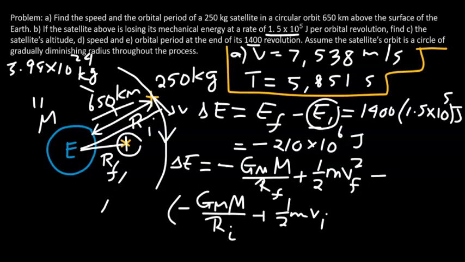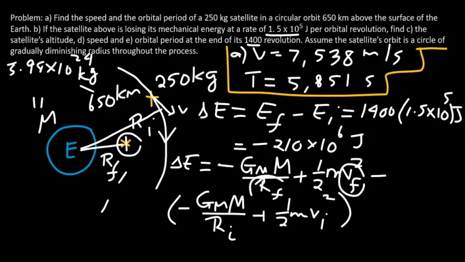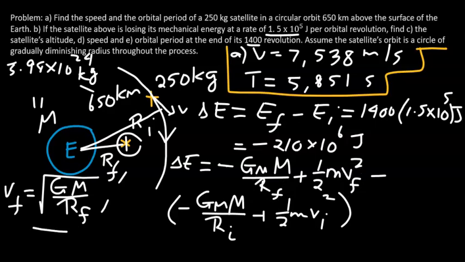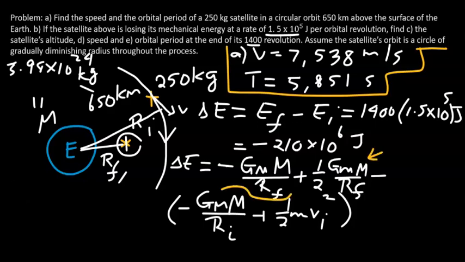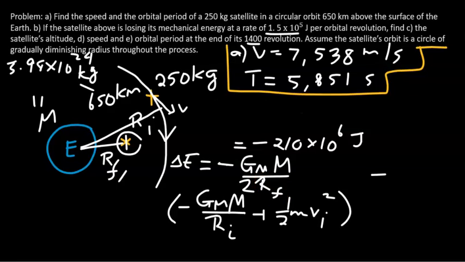plus half the mass of the satellite times the initial orbital speed squared. Now we can express v sub f in terms of r sub f using the equation that we have written a few times, square root of G, the mass of the Earth, over r sub f. Substituting this in here, we get this term. You see that this added to that will simply give you minus G M m over 2 r sub f. So in this equation we have everything except r sub f, and that can be solved. So let's put everything together.